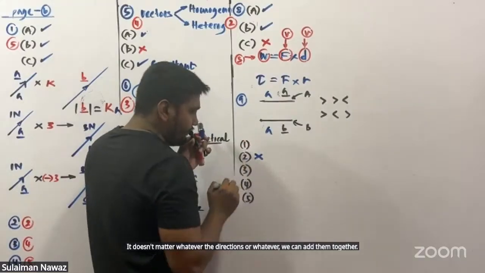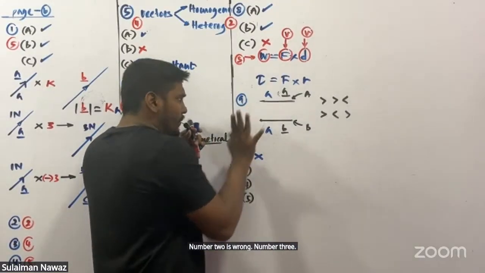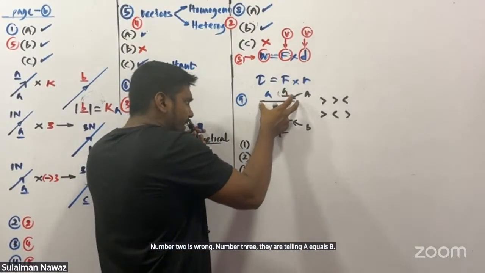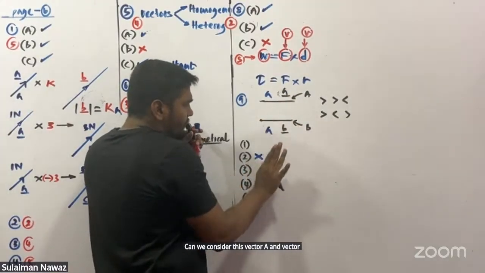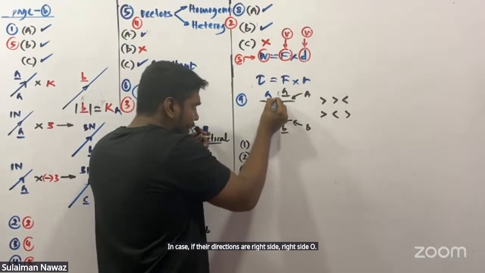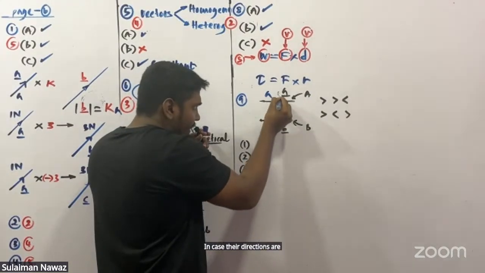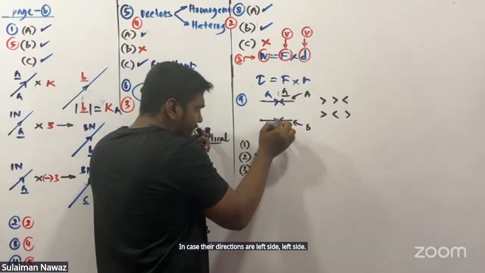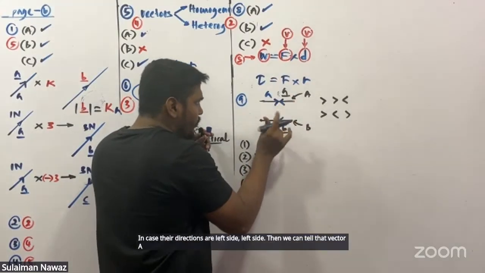Number 2 is wrong. Number 3, they are telling A equals B. Can we consider vector A and vector B are equal? In case their directions are both on the left side, then we can tell that vector A and vector B are equal.